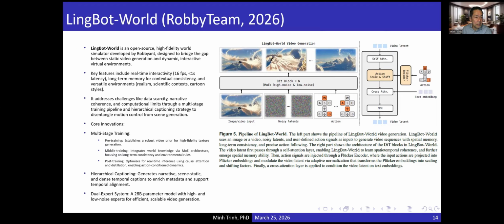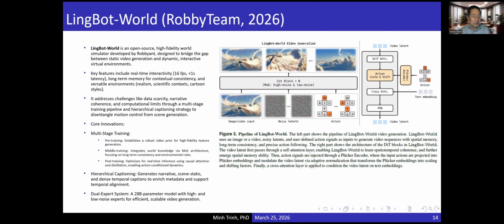So here is another world model. This one comes from the Ruby team. I think it's a company called Ant, based in China. This is open source, so I imagine you can look at the code and some of the data they use. It's an open source world simulator that bridges the gap between video generation and dynamic, interactive virtual environments, right? There's real-time interactivity, very similar to Genie 3, but it is open source, with long-term memory for conceptual consistency, and versatile environments.